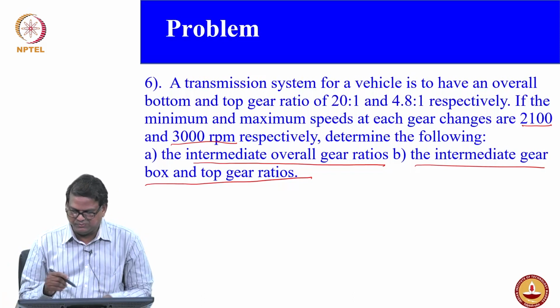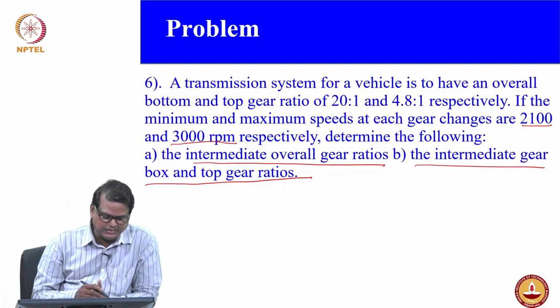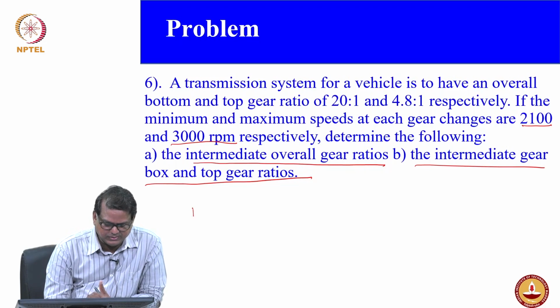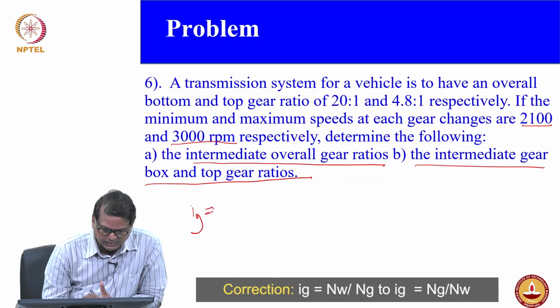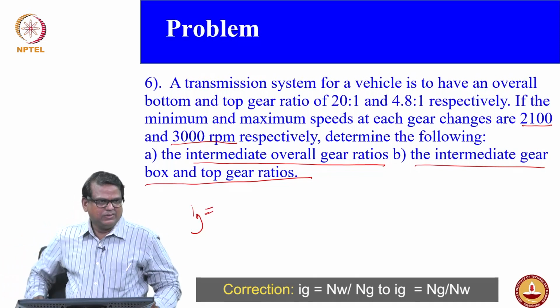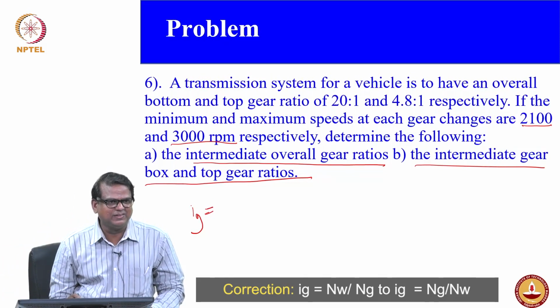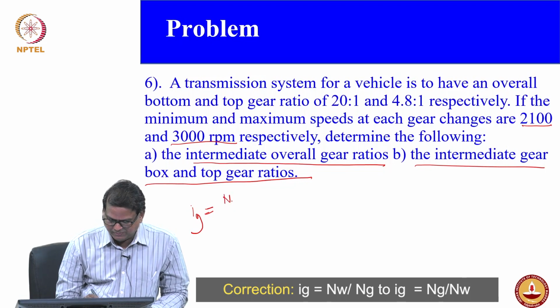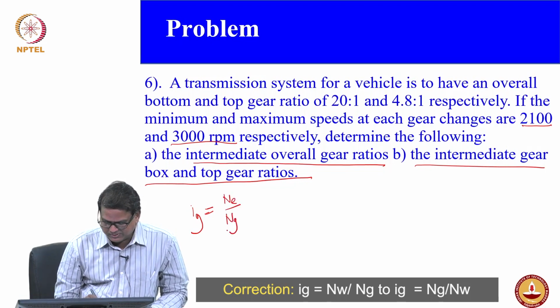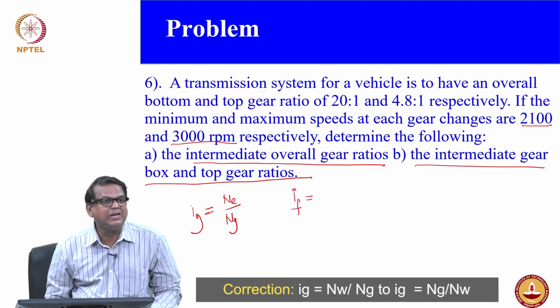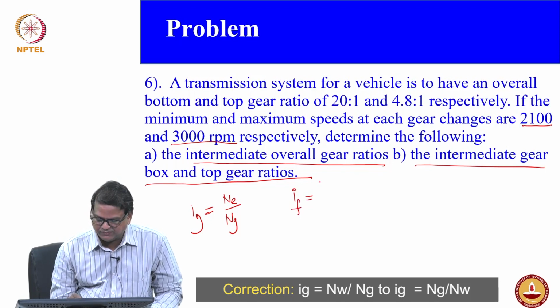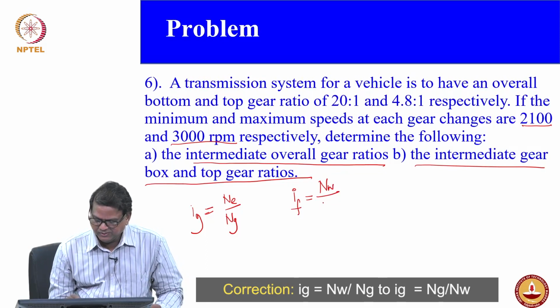Before that, I just wanted to introduce or recollect. I mentioned that Ig is the gear ratio, right? It is the ratio between the engine speed and the gear speed, right? Engine speed by gear speed, this is the one. Then you have If, the final drive ratio, again that is from the wheel speed and gear speed.